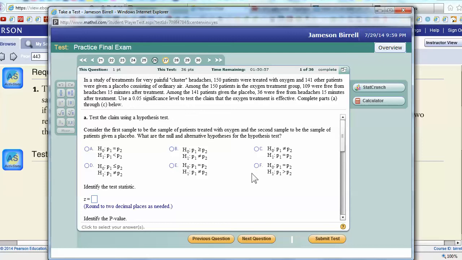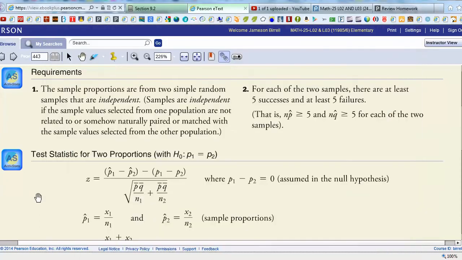And if the alternative is that their difference is greater than zero, then the logical opposite of that is less than or equal. So we will have the less than right there. So A for that choice. And then we'll calculate the test statistic.